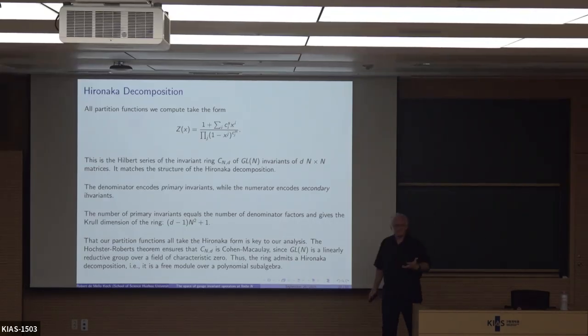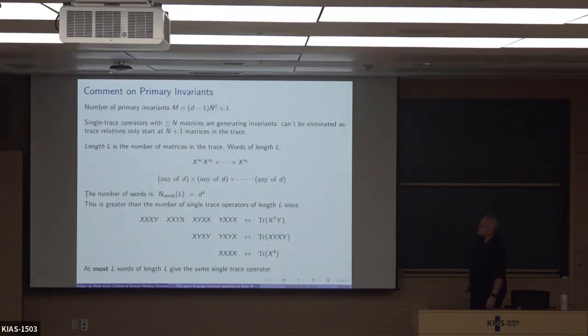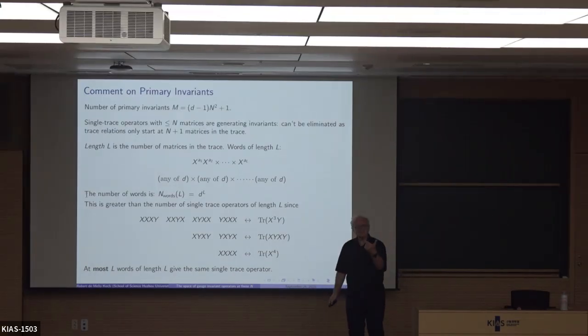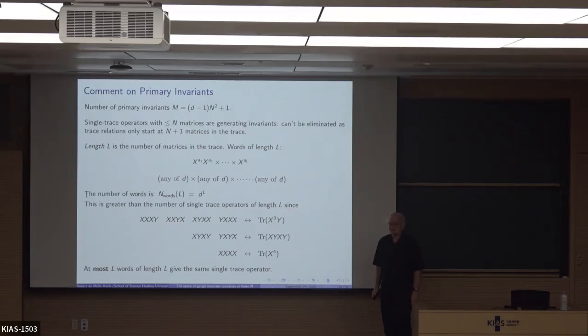Now let's start to develop a little bit the interpretation of the primary and secondary invariants. So how many primary invariants do we have? Well, it's (d minus 1) times n squared plus 1. But one of the things that we know is if we take traces of matrices where there are n or fewer matrices inside the trace, those must all be included amongst our generating invariants because they're shorter than n plus 1. So trace relations couldn't determine them. So they must all be included amongst our set.